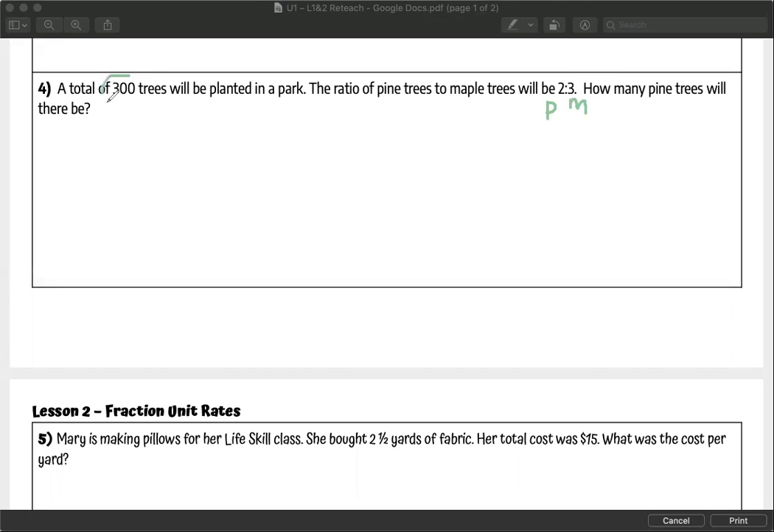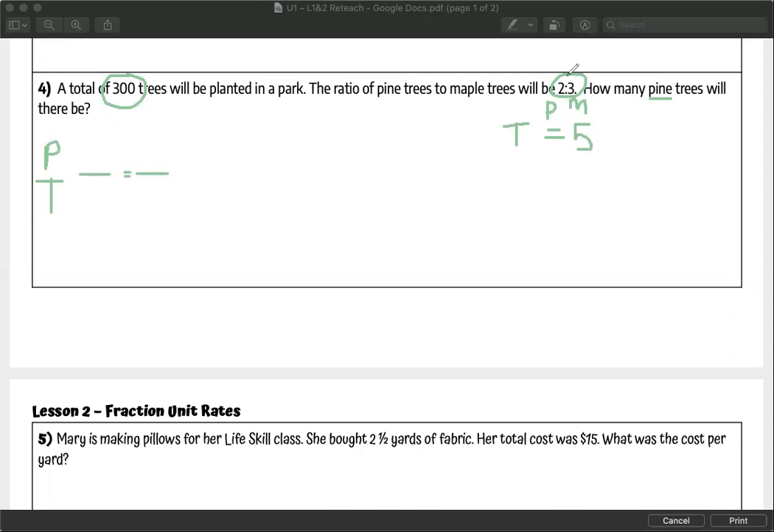What we have to remember is this 300 trees is not talking about pine, it's not talking about maple, it's talking about them combined. So when I look at this ratio, I need to add the 2 and 3 to get a total. I'm going to have T stand for total, which is equal to 5 in this ratio that's given to us. We want to know how many pine trees. So I'm going to set up a ratio of pine to total.